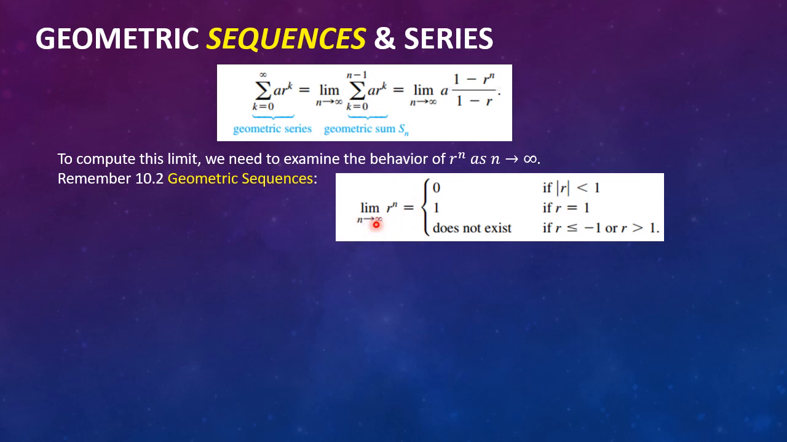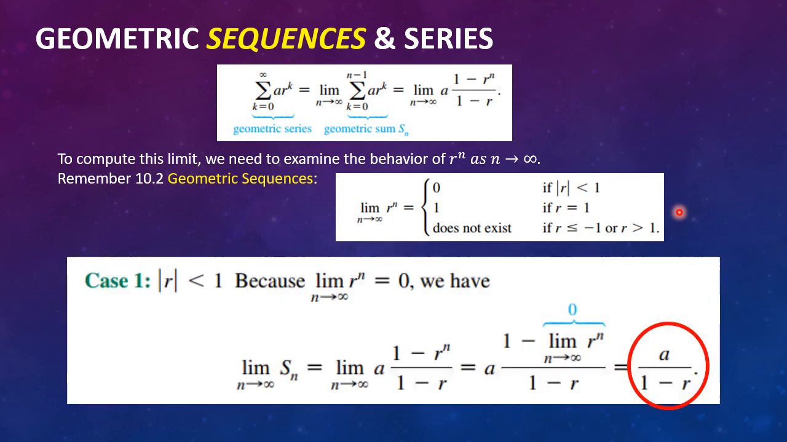So let's remember back from section 10.2, geometric sequences, what specifically is happening with r to the n when n goes to infinity based upon different values of r: when the absolute value of r is less than 1, or a fraction, when r equals 1, or when r is less than or equal to -1, or r is greater than 1. So the first case is when the absolute value of r is less than 1.